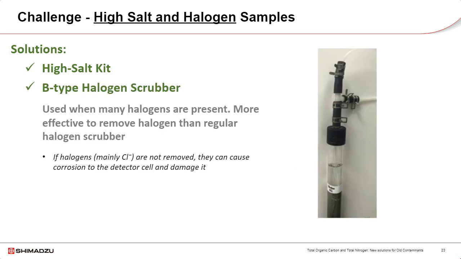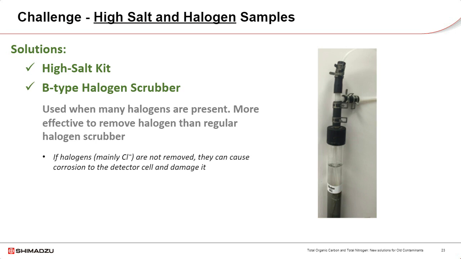Now, lots of salts generally means there are lots of halogens present in the samples too. Halogens, specifically the chlorine ion, can cause damage and deterioration to the detector cell if they're allowed to pass through the system to the detector. So for this reason, we need scrubbers to remove these halogens.